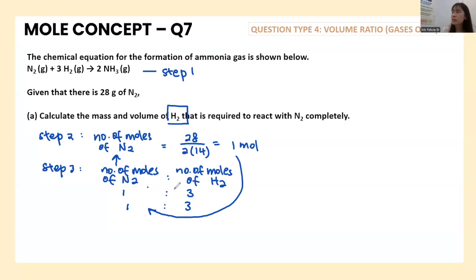So the first row is always based on the chemical equation. The second row is always based on what you have calculated, the actual number of moles. Sometimes it can be in decimal places. Okay, then done with step 3, then we move on to step 4. So we are supposed to calculate the mass. Okay, let's calculate the mass.